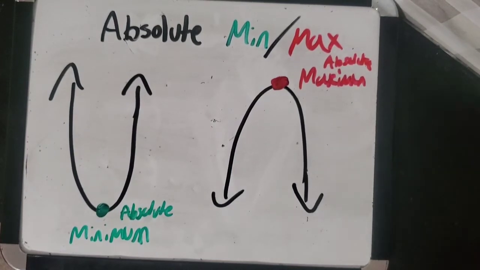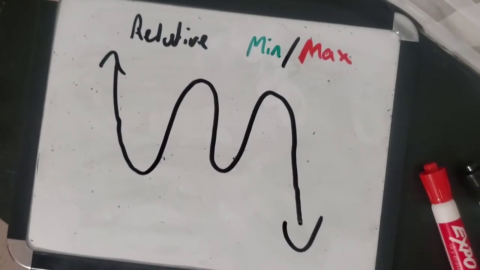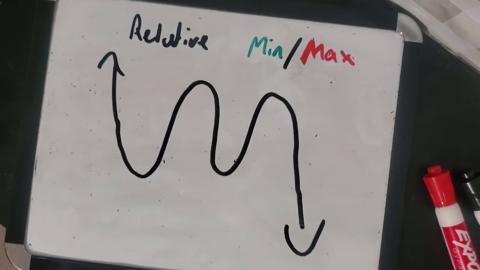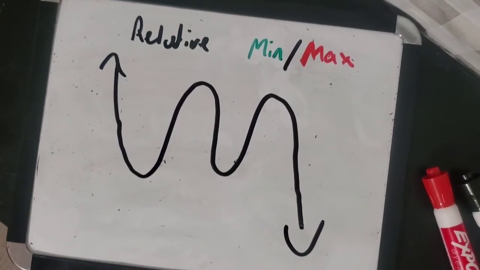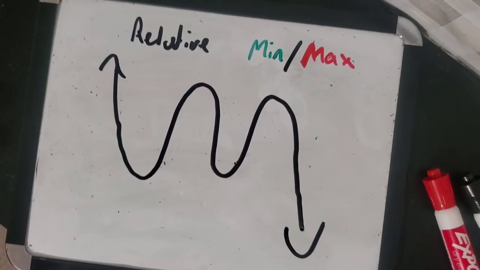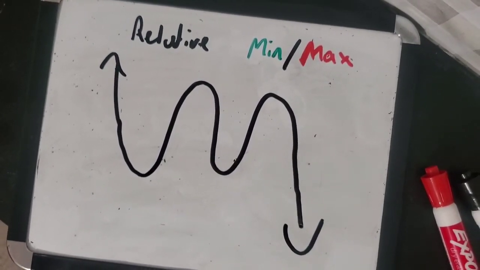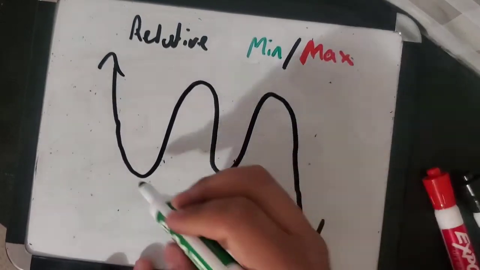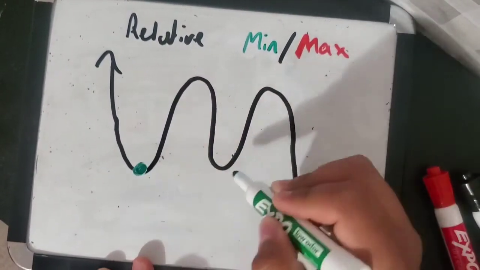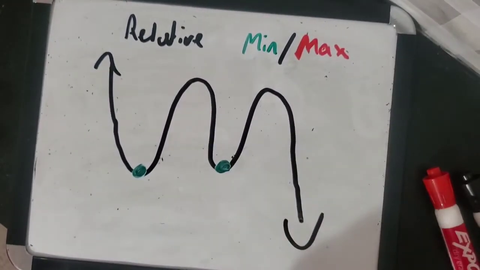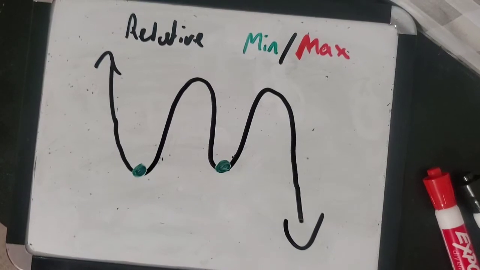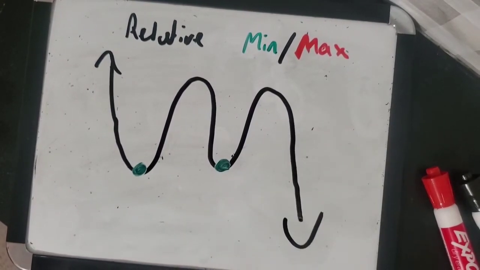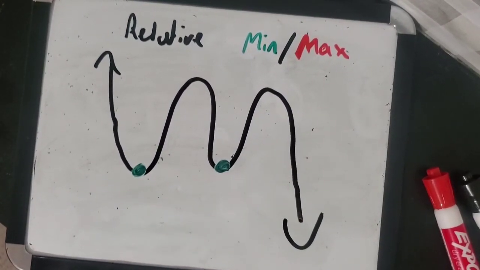Now we're going to get on to relatives. A relative means that it's a point on the graph that's low or high, but it's not actually the highest point on the graph or the lowest point on the graph. Now, for the minimums, the minimums are right here and right here. But is it the lowest point? No. That means it's not an absolute minimum, but instead, it's a relative. It means it's a low point, but it's not the lowest there is.